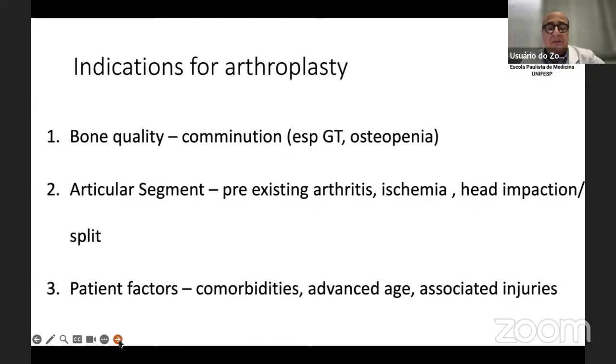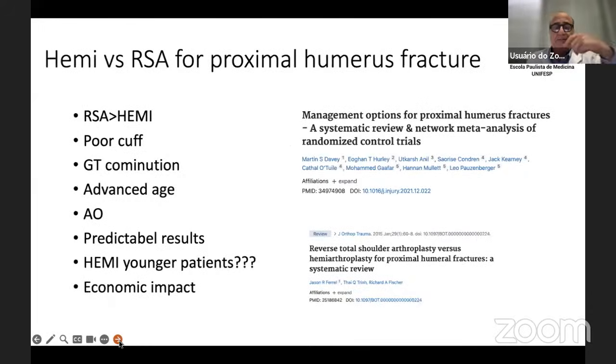Related to the patient factors, there are the comorbidities, as we know, advanced age and other associated injuries. Today, we still have a debate relating to the use of hemiarthroplasty versus the reverse shoulder arthroplasty. All the studies are showing that the results of the reverse shoulder arthroplasty in the trauma scenario are much more predictable than the use of the hemiarthroplasty.